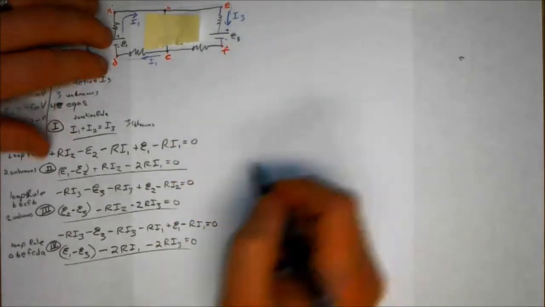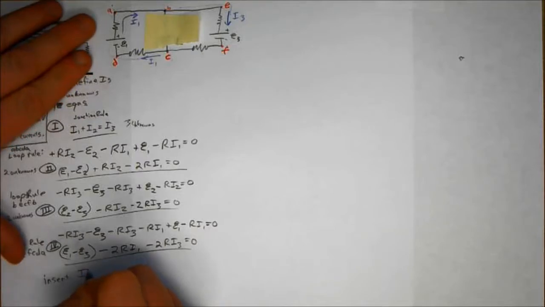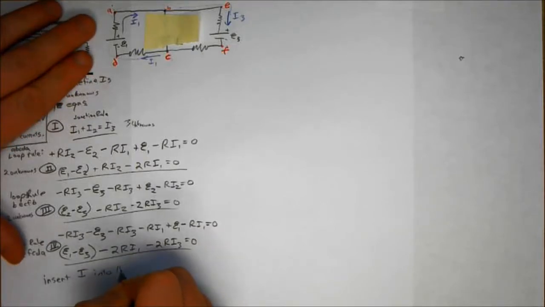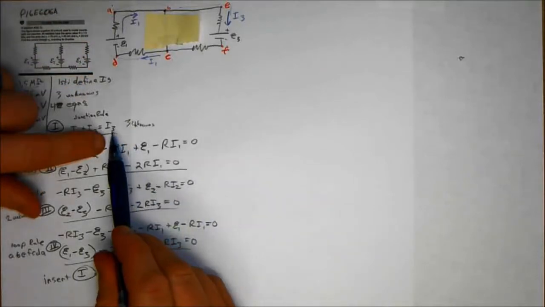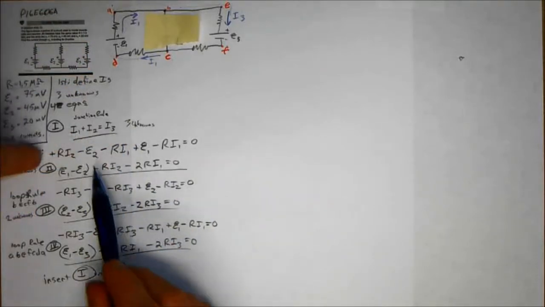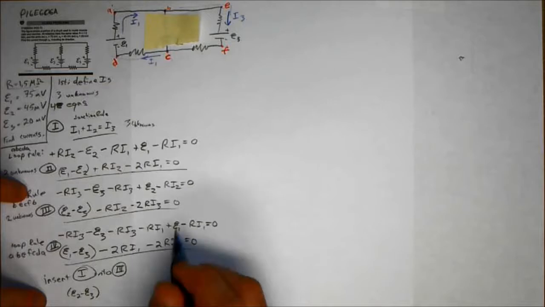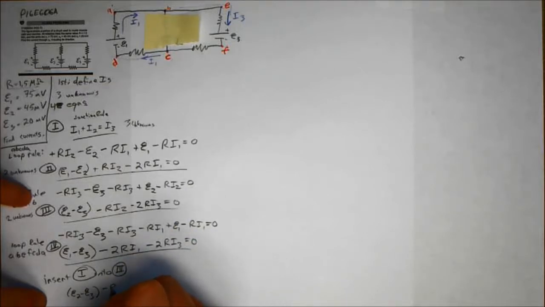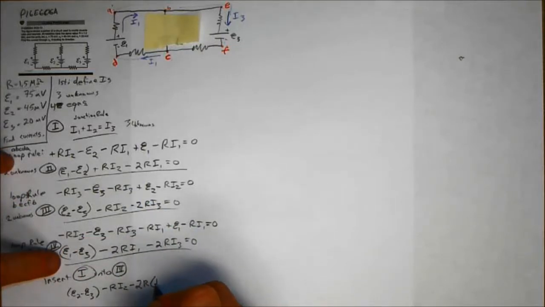So I'll do it down here. Insert 1 into 3. So I have I3 defined already. I can insert this into equation 3. So this is E2 minus E3 minus RI2 minus 2I3, which is now I1 plus I2, equals 0.